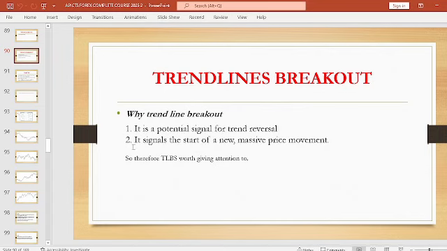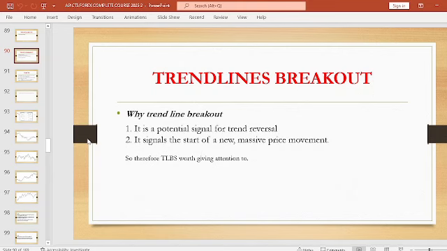Many times when a trend line gets broken, for example, my V25 trade now, there was a massive breakout of a trend line. I just saw it just before I started recording this video and entered the trade. Now, before I could say 1, 2, 3, it's already in profit. So it signals the start of a new massive price movement. Therefore, the trend line breakout strategy is worth giving attention to. I call it TLBS, trend line breakout strategy.